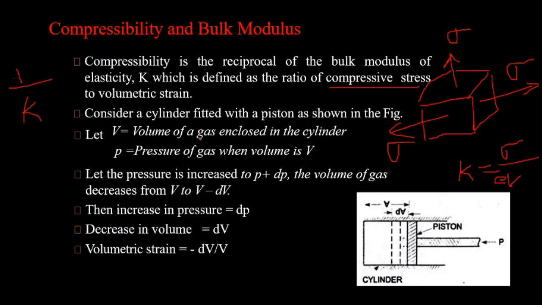Let us consider this figure. Consider a cylinder fitted with a piston as shown in the figure. Let V be the volume of the gas enclosed in the cylinder, and P the pressure of the gas when the volume is V. When the volume is V, the pressure is P.